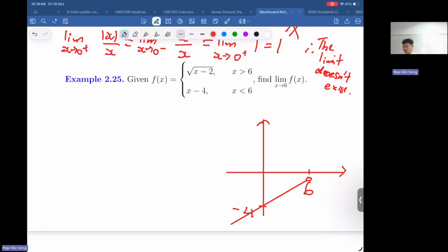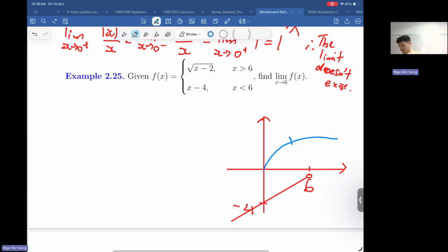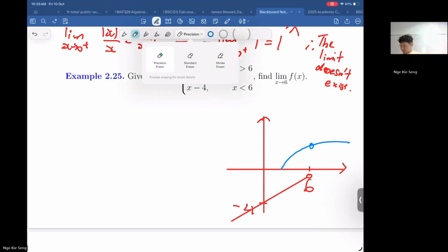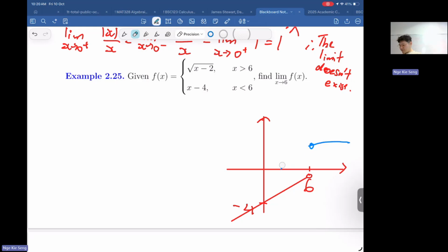And then how about square root of x minus 2? The basic shape is square root x, but x minus 2 shifts the graph to the left or to the right? To the right, because if you put 2 into it, it's just the original 0. So you will do something like that. But I start all the way from 6, so the front part should be cut. Now we will figure out what is their limit when x approaches 6.